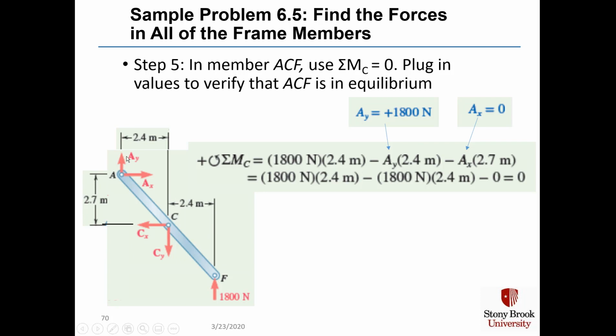We have AY acting in a clockwise direction, so minus AY times its lever arm of 2.4 meters, minus AX times its lever arm of 2.7 meters, but AX equals 0, so that term does not contribute. We then see that 1800 newtons times 2.4 meters minus 1800 newtons times 2.4 meters does indeed equal 0, and we know that member ACF is in equilibrium.